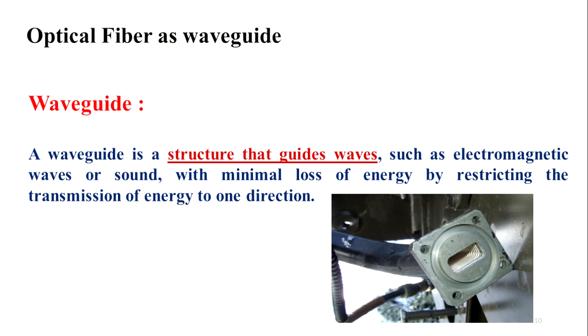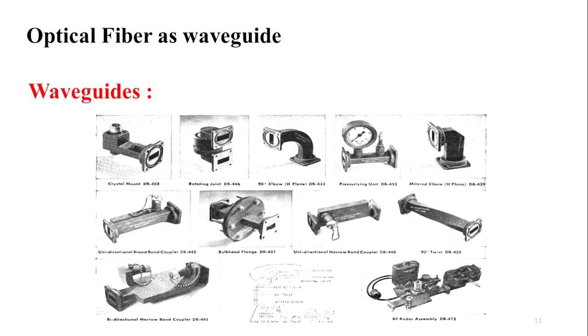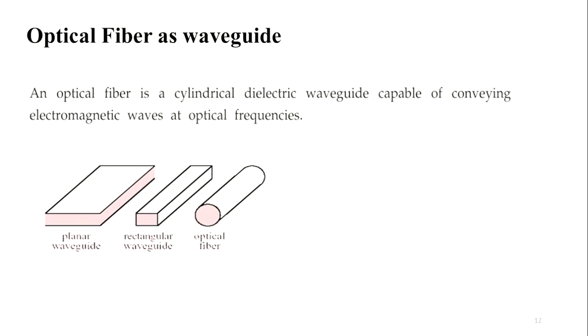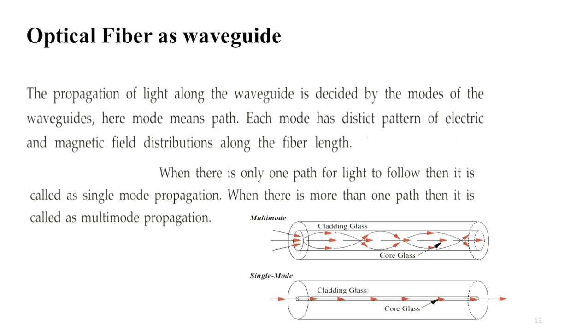Okay, so waveguide. Optical fiber is nothing but a waveguide. These are all simple examples of a waveguide. An optical fiber is a cylindrical dielectric waveguide capable of conveying electromagnetic waves at optical frequencies. That is, the light signal is propagating in the form of EM wave, and we can understand this from the diagram.